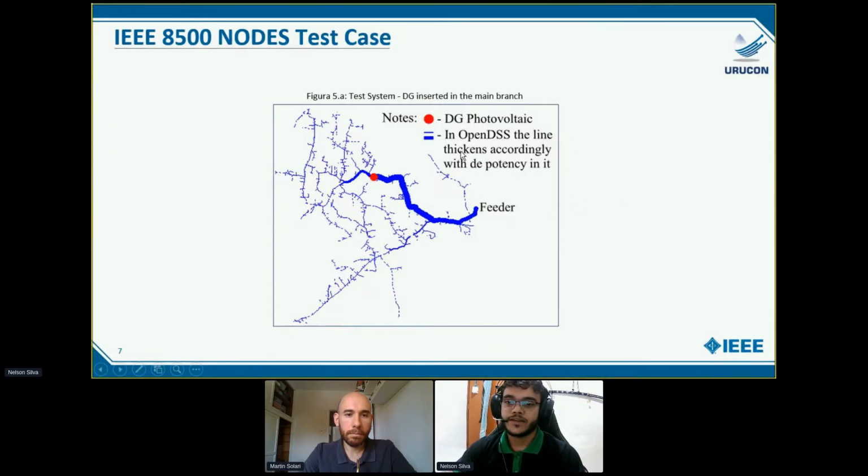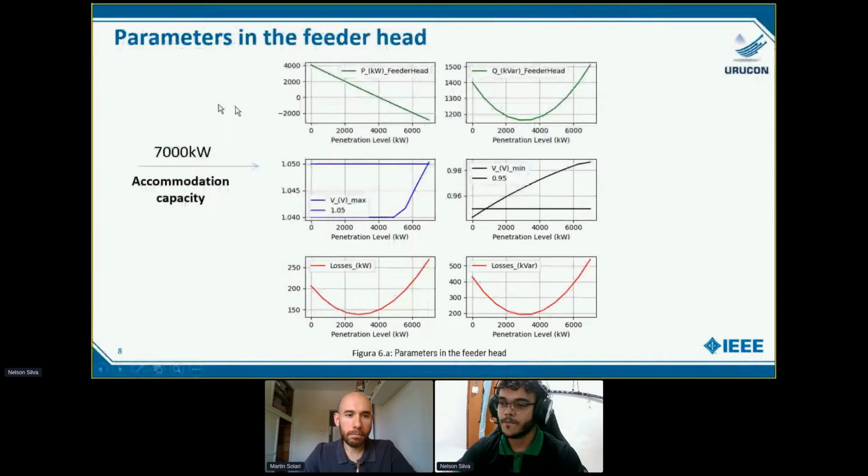In this first simulation model, a DG was inserted in the main branch of the system, and its penetration was varied, increasing along the time. More precisely, this is the accommodation capacity of the system acquired through testing, and these are the graphs plotted through the simulation on the model that I presented before.